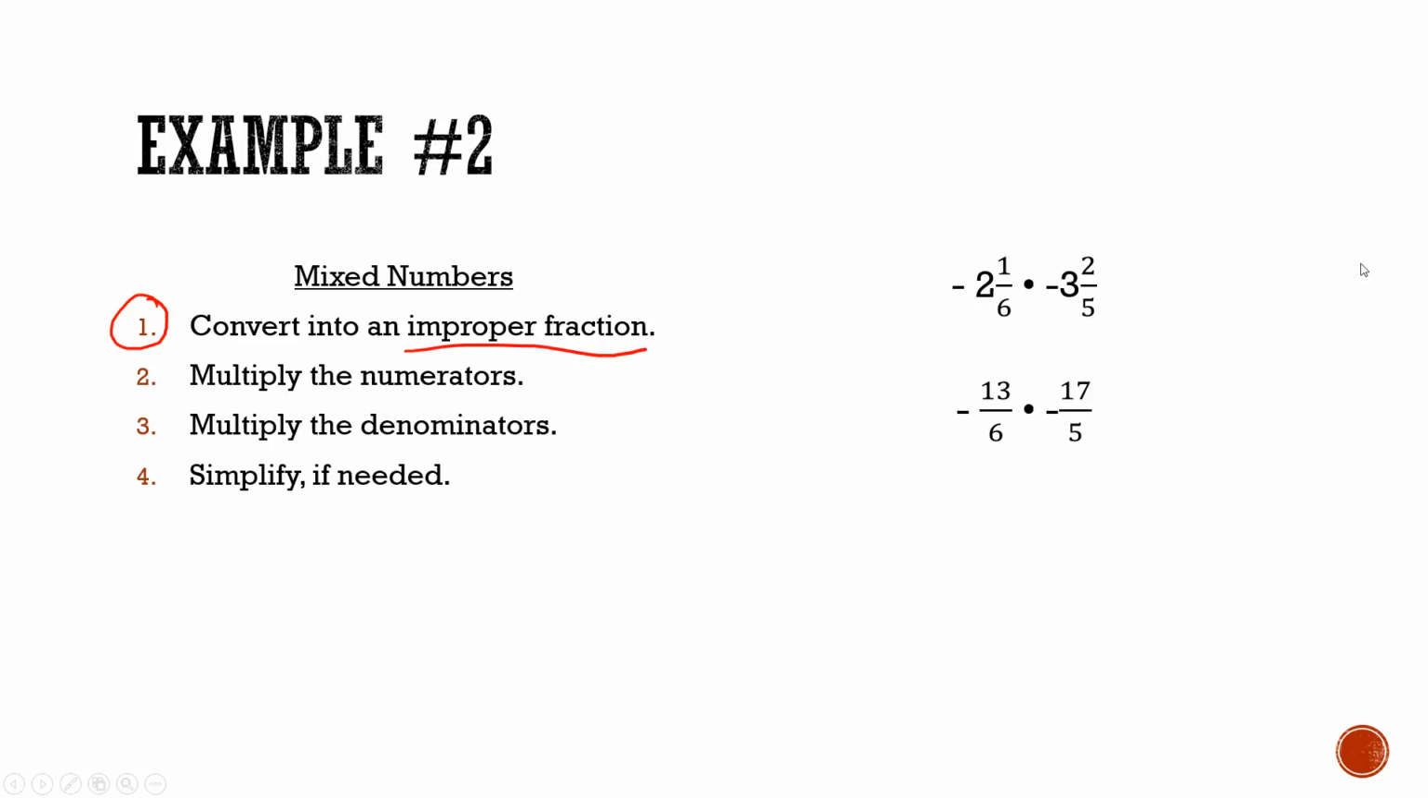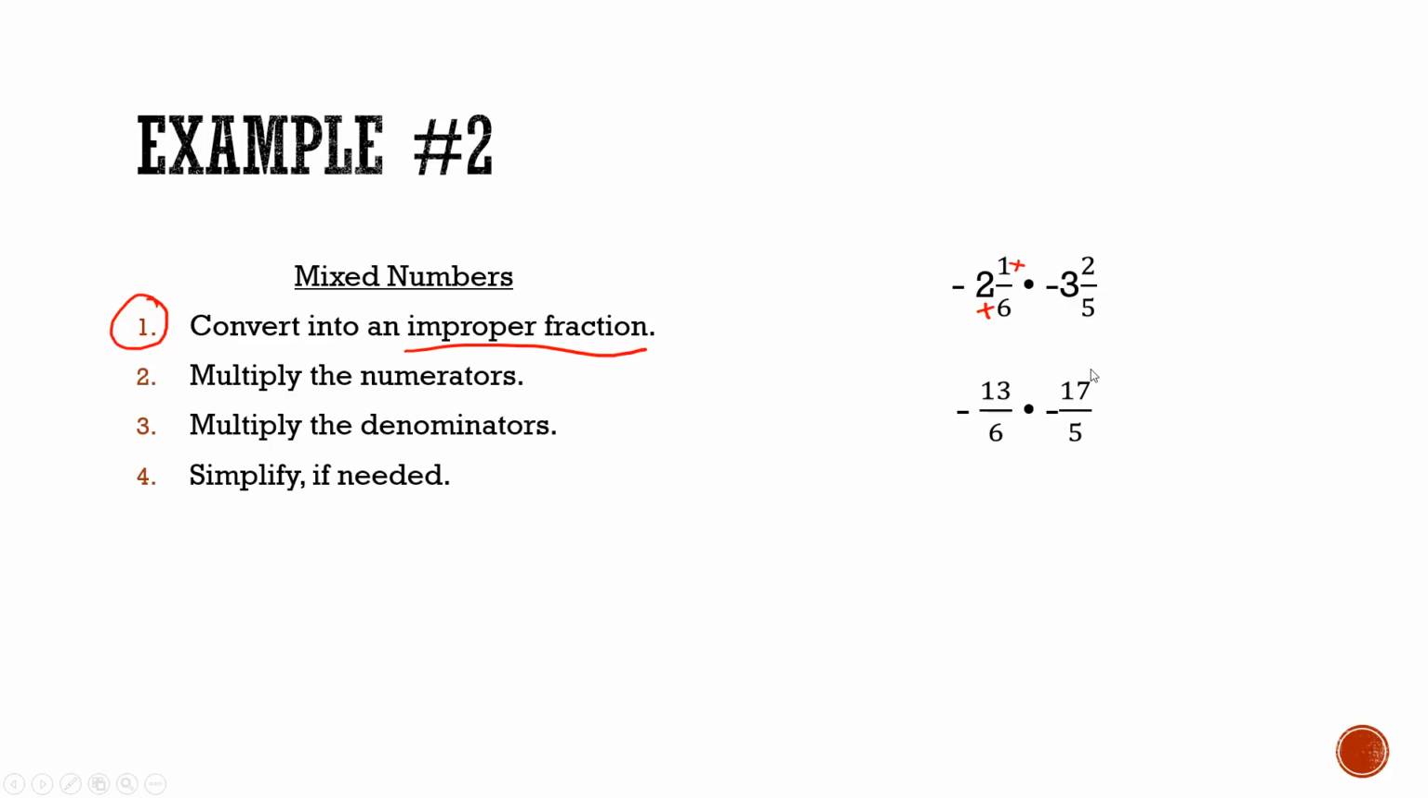And so once we convert those into improper fractions, if you remember, that's simply multiplying the whole number by the denominator and adding the numerator. So 2 times 6 is 12. 12 plus 1 is 13. So we get 13 over 6, and 6 was our original denominator. And the same process with the other mixed number.